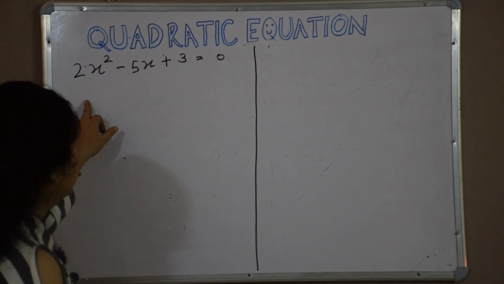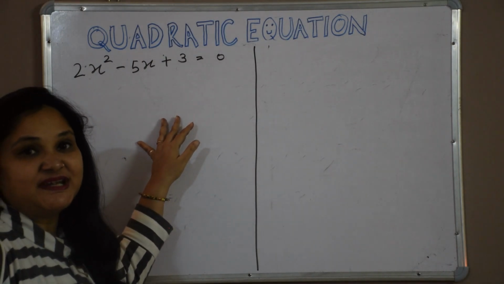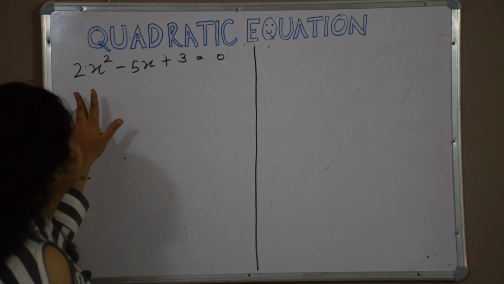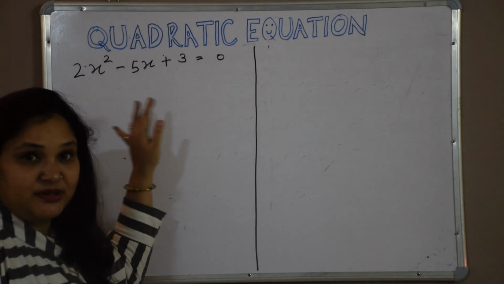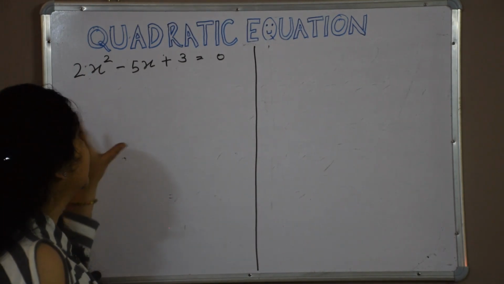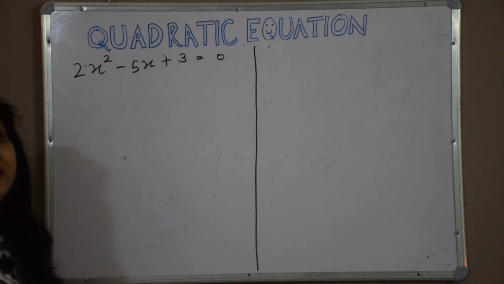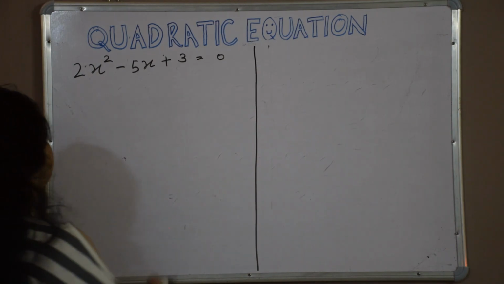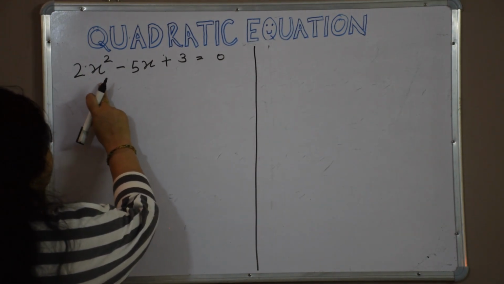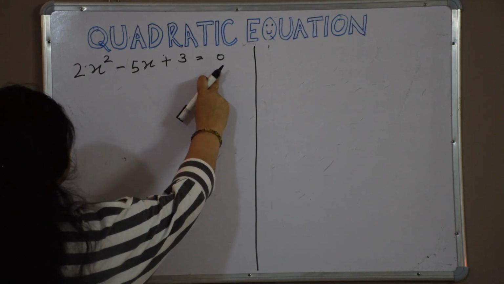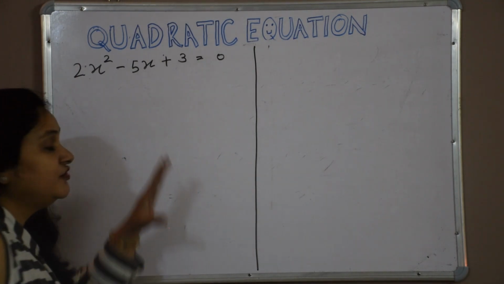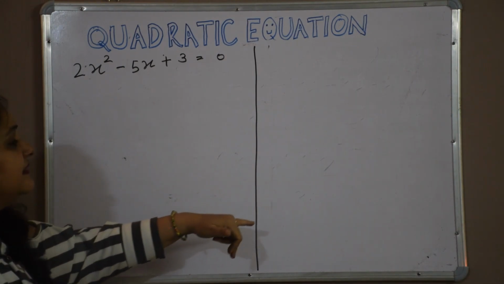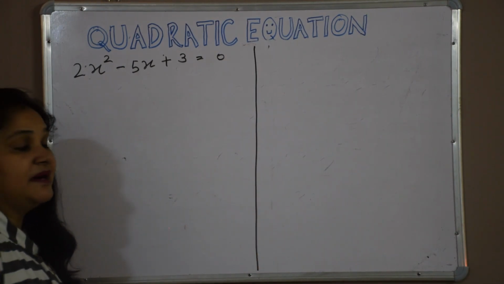Now we will use another method to solve a quadratic equation, and that is called the method of completing the square. In these questions we have to make it a perfect square, and by using that we can easily find the roots of the given quadratic equation. See, here is a given quadratic equation: 2x square minus 5x plus 3 equals 0. There are a few steps that we need to follow, and those steps will lead us to the conclusion.